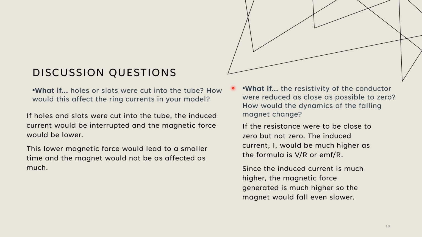What if the resistivity of the conductor were reduced to as close as possible to 0? The dynamics of the magnet would change because if the resistance was really low, close to zero, when you divide the EMF by it, the current would be very large. And since the current is much higher, the magnetic force generated by the aluminum tube going upwards on the magnet that is going downwards would be much higher, so the magnet would fall even slower and there would be a much higher time.